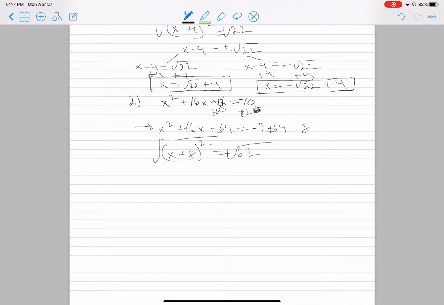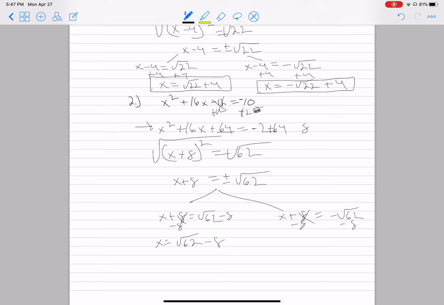Square root: x plus 8 equals plus or minus the square root of 62. Now I need my 2 answers. X plus 8 equals root 62, and x plus 8 equals negative root 62. Minus 8, x equals root 62 minus 8. Minus 8, x equals negative root 62 minus 8. There are my 2 answers. Those are my 2 roots.